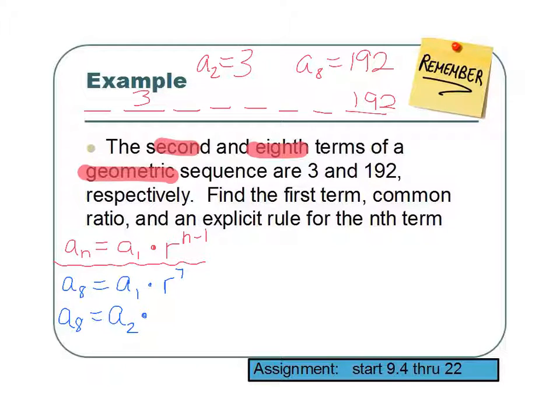Well, then you'd have to multiply by r, but you wouldn't have to do it as many times because you started at the second term instead of the first term. So could you think about how many times you'd have to multiply by r? To get from the second to the 8th, you're going to multiply by r once, twice, 3, 4, 5, 6 times there. So this is really an r to the 6th.